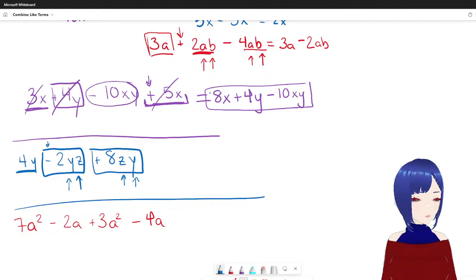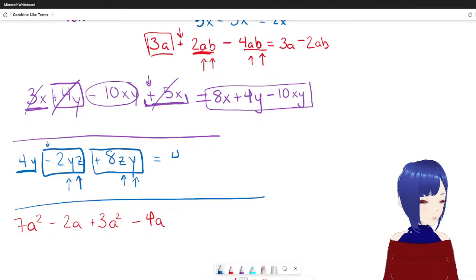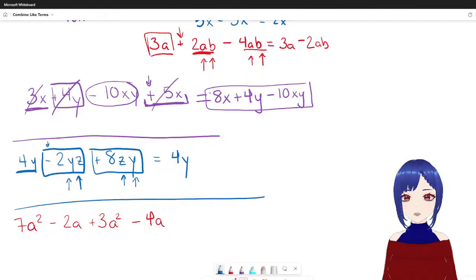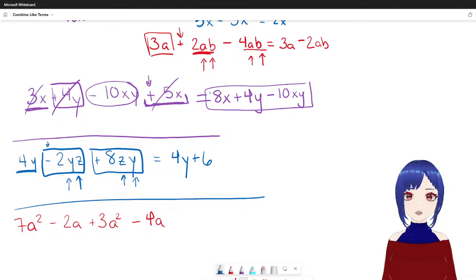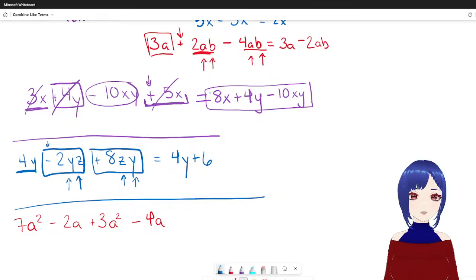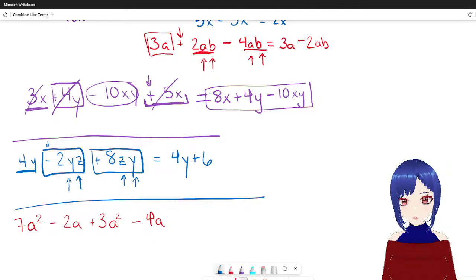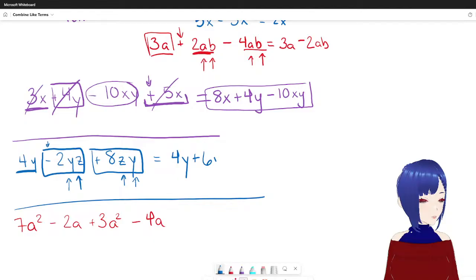So 4y is the only one. So we have our 4y. And then typically when I write our terms, I like to write them in alphabetical order. So the next one, -2 plus 8 is positive 6. This is also what I mentioned earlier. I don't like to put down the symbol until I know if it's positive or negative. Because if we have a positive number, we can write plus. If we have negative, we can write minus. So 4y plus 6, alphabetical order, y, z.